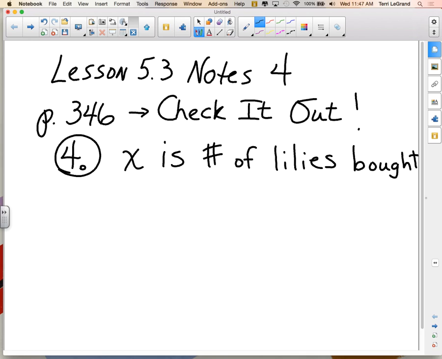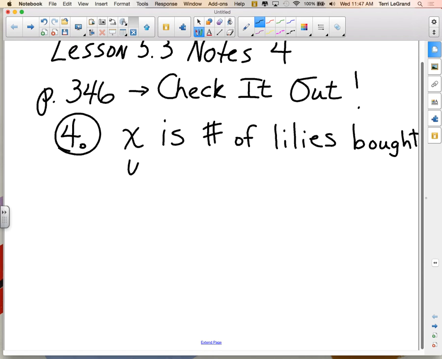So, number of lilies bought is X, and what's Y going to be then? Number of tulips bought. Okay, so if there are 2 kinds of flowers, now we're going to have to be even more specific about the lilies. So they're tulips. Tulips, okay, is number of tulips bought.